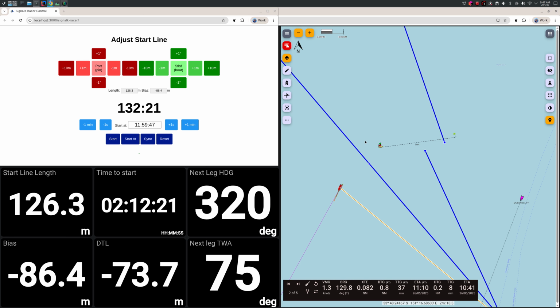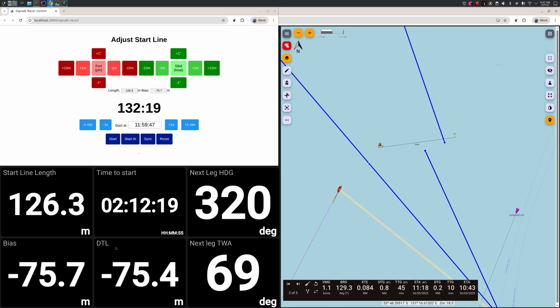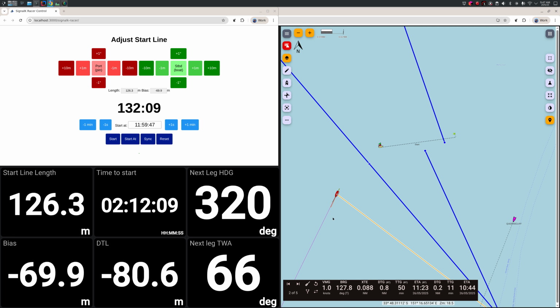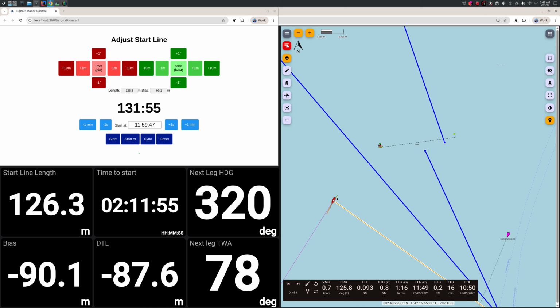So once we have the line defined, it's continually working out the bias, which is, this here is saying that the boat end is minus 70 meters towards the wind. So minus 70, where's the wind coming from? Oh yeah, that's probably correct. Yes, the pin end is closer to where the wind's coming from. The wind is changing fairly randomly. It was recorded at a different time to when my boat moved, so it's a bit weird.